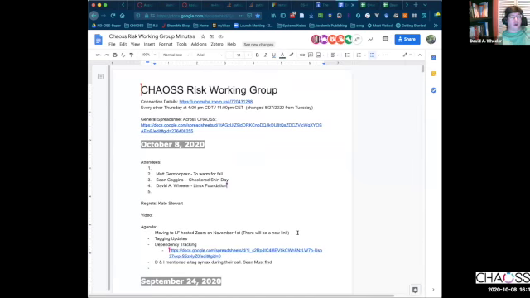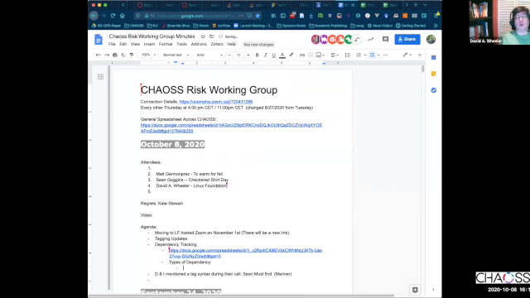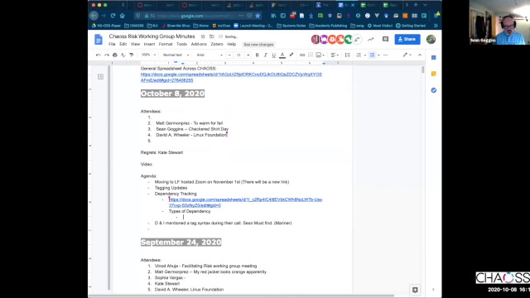OpenSSF is supposed to be doing something here. It has a tooling group, and I've been seriously wondering about proposing something. I don't know if you've ever seen the landscaping tools, like for CNCF. Have you seen any of those? Yeah, I think Kate has shared some of those with us. Yeah, so, tools for security.